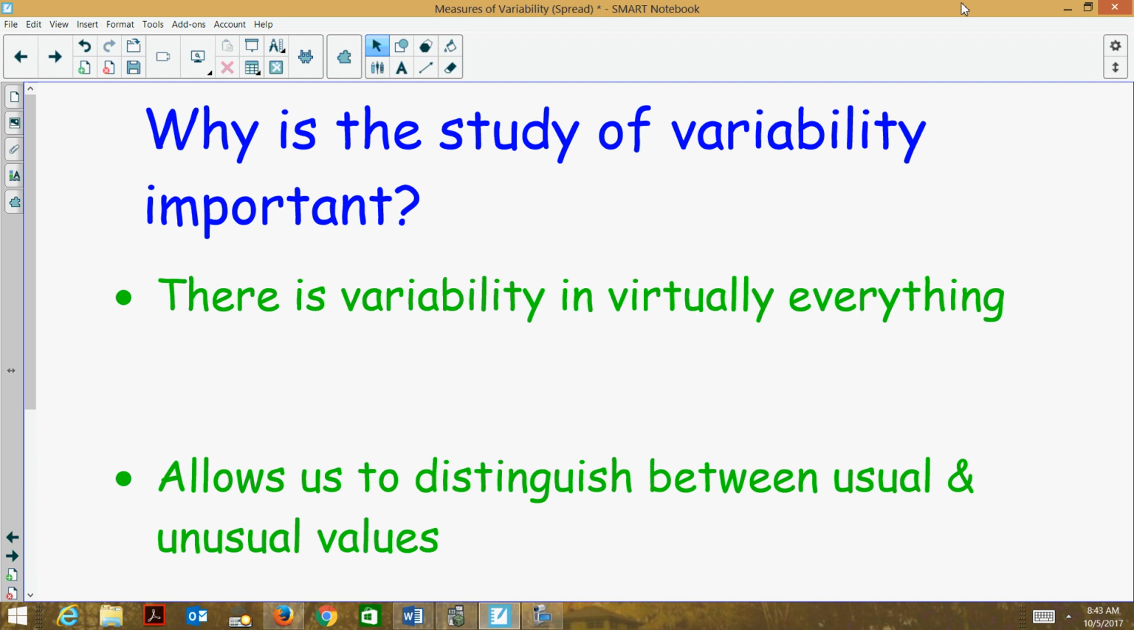So why is the study of variability important? There is variability in virtually everything that we do. People are different, things are different. The variability needs to be taken into account whenever you are talking about data. It also allows us to distinguish between usual and unusual values. Sometimes there are things that are usual under circumstances, and sometimes there are things that are unusual under some circumstances.